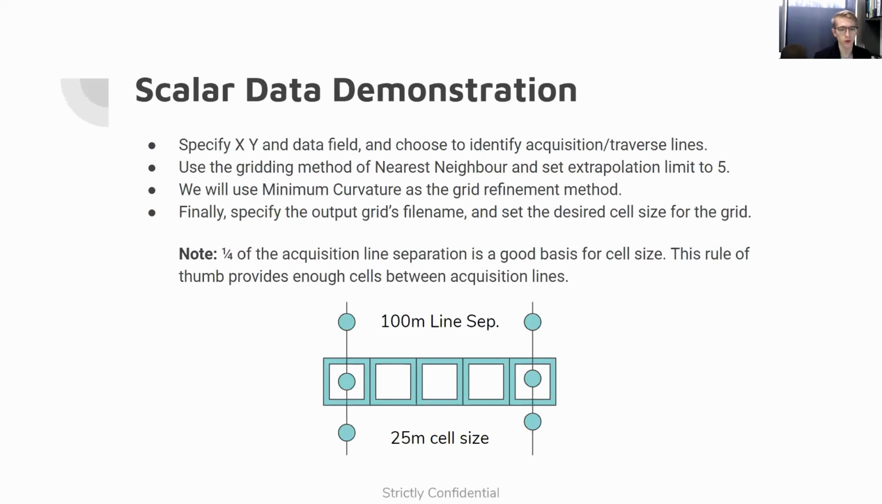It's a good thing to note that a quarter of the acquisition line spacing, or separation, is a really good basis for the cell size of the data. There's a simple diagram at the bottom here that demonstrates why the cell size is chosen like that. Of course, this is a very perfect scenario where you have nice straight lines and clearly spaced points, but it's something to consider.